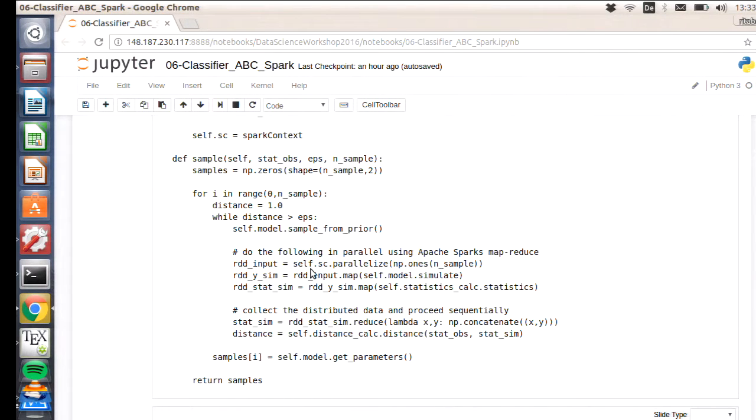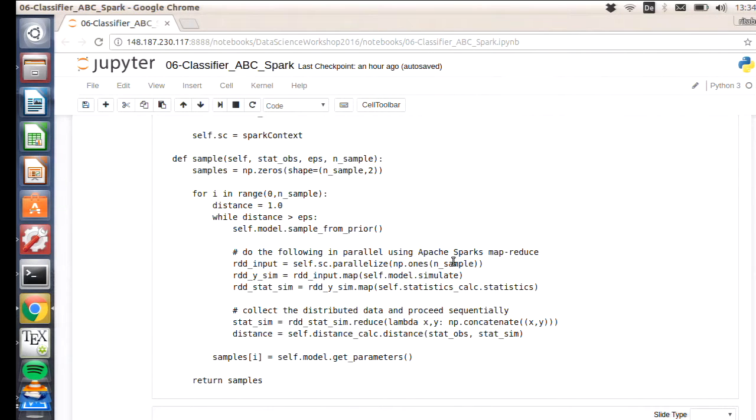Here first we parallelize, as we saw, which is like creating ones over different RDDs. This is the first RDD we create. Is it the one set in all of the nodes? And then we simulate at each of them. How many will it be? It will be n sample. We had n sample of 500, so we'll get 500 nodes, and each of them now has one.